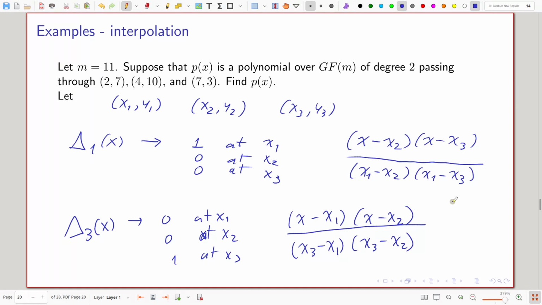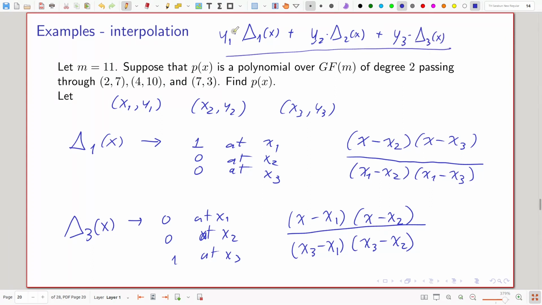Don't cancel out minus signs, or you will make a mistake. So if you have a minus, turn it into some plus number, some positive number, and then do the divisions, okay? Work on the deltas first, and then your final polynomial will be delta 1 times y1 plus y2 times delta 2 plus y3 times delta 3. That's the final polynomial that you have.